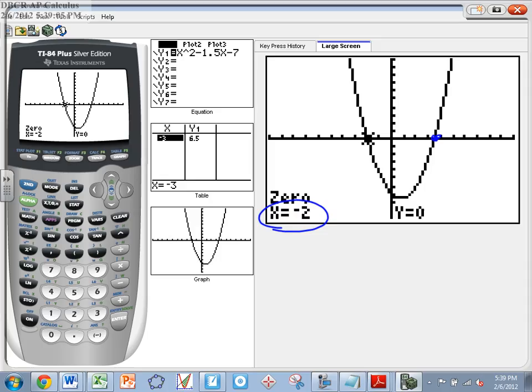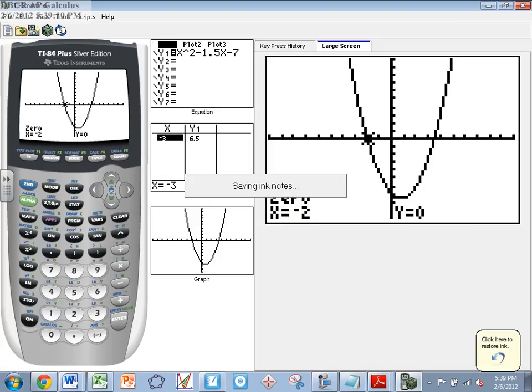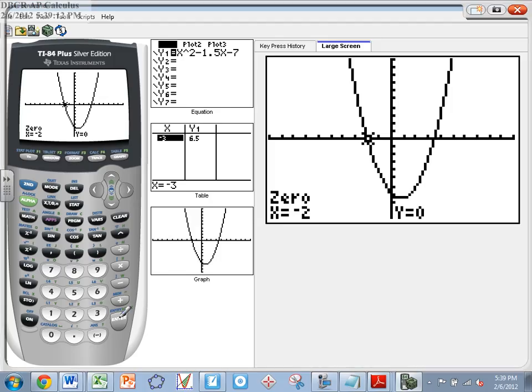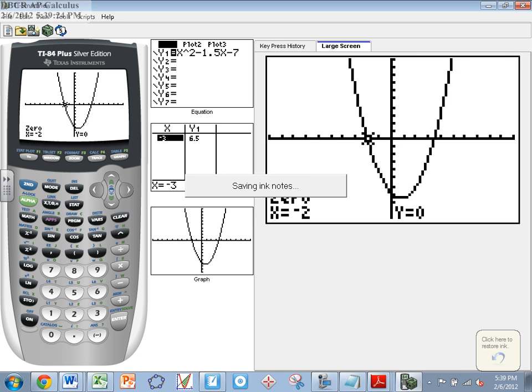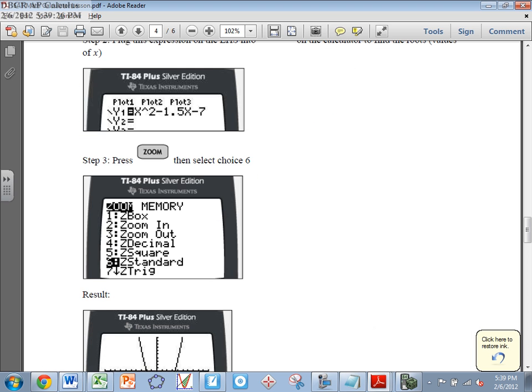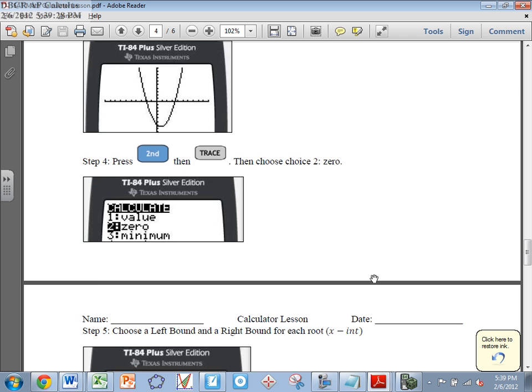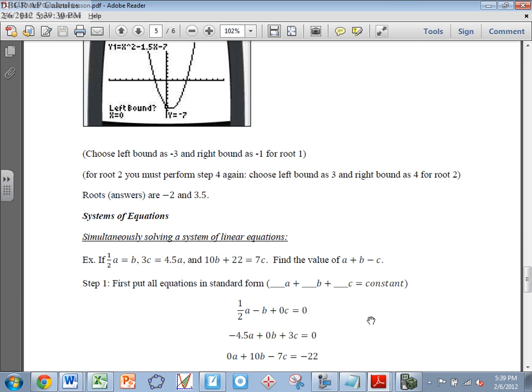Go through the exact same process on your own to figure out what the root is on the right-hand side. Again, when you give a left bound, your left bound might be x equals 1, and the right bound might be like x equals 5. And then from there, it'll choose the number between. If you want to take a look and check the answer, again, it's all the steps, how to do this. One of your answers is -2, and the other answer happened to be 3.5.